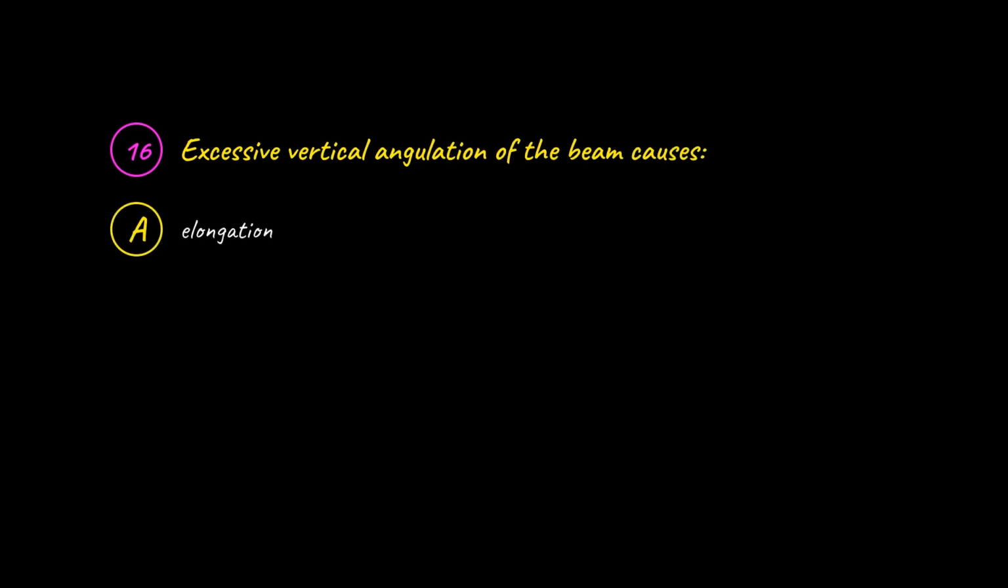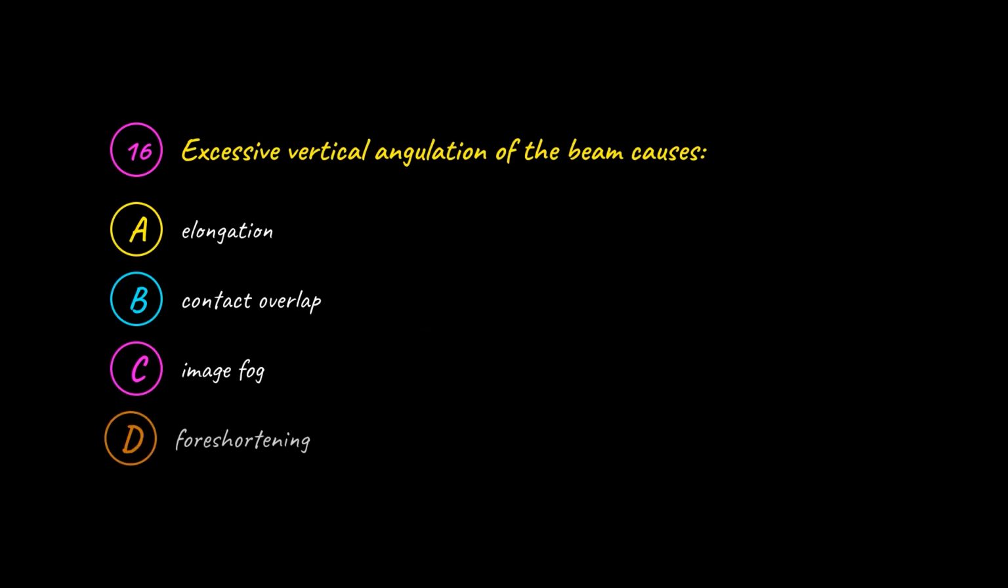Question 16. Excessive vertical angulation of the beam causes. Your options are A. Elongation, B. Contact overlap, C. Image fog, D. Foreshortening. Got a guess? Lock it in.